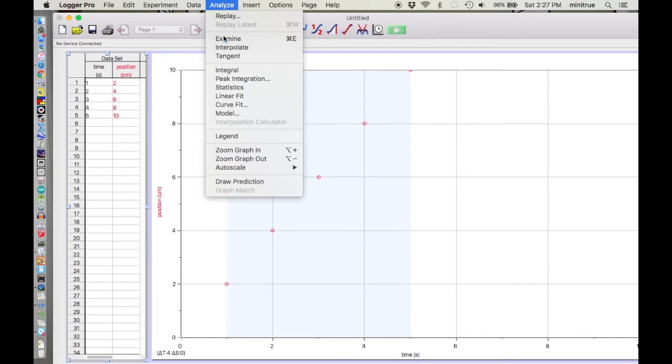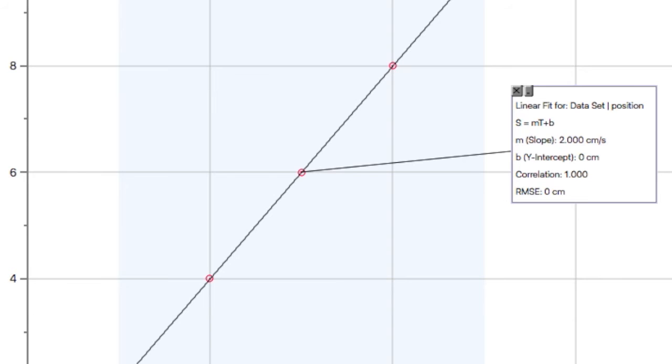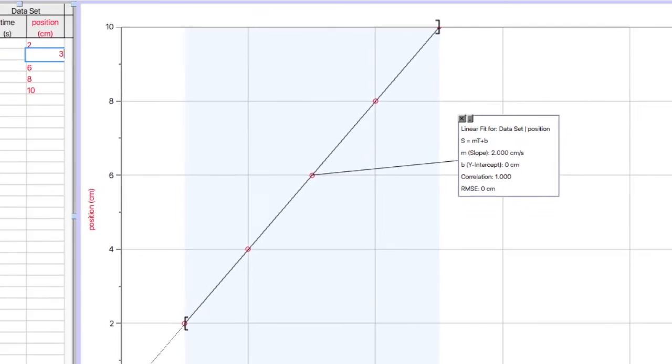I'm going to put some simple values in the data table that will generate a perfect straight line. If we go to the Analyze tab and choose Linear Fit, we are given the equation of the line as well as two metrics to help us evaluate the fit. We get a correlation coefficient R and a root mean square error value. In this case, since I drew a perfect data set on purpose, we get an R value of 1 and a root mean square error value of 0.